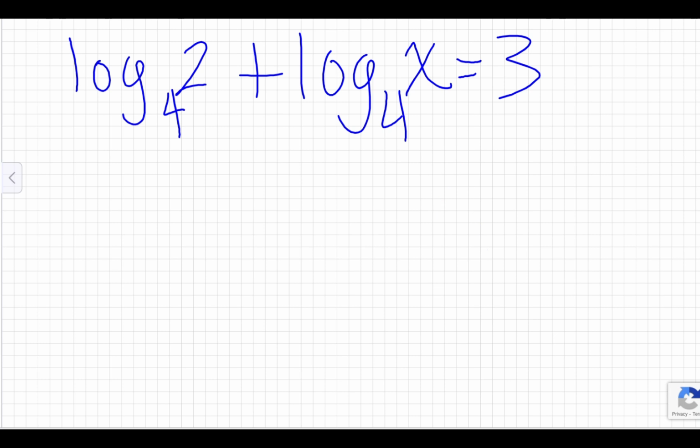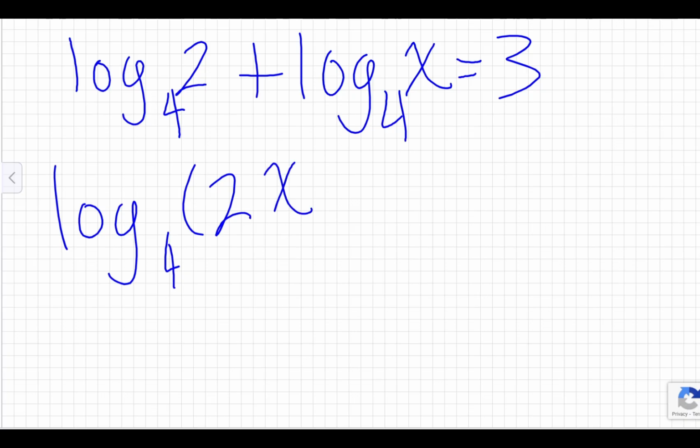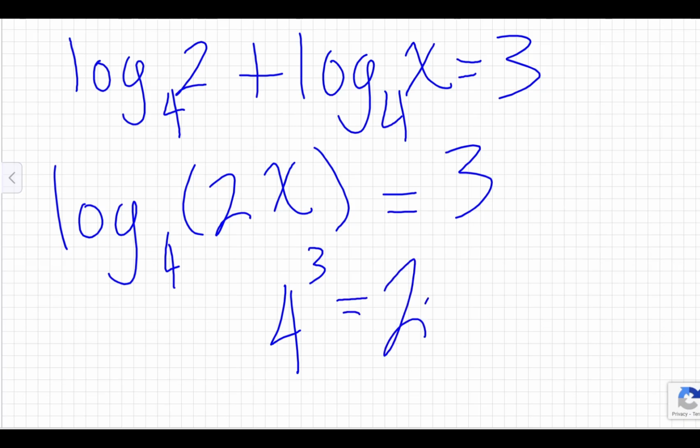Since these two have a common logarithm base, we can just condense them. We can put log base 4 of 2, and since it's addition, we just multiply 2 times x. 2 times x is just 2x. So what can we do here? We can convert it to exponential form. The base is 4, and this is the exponent. So 4 cubed equals 2x.